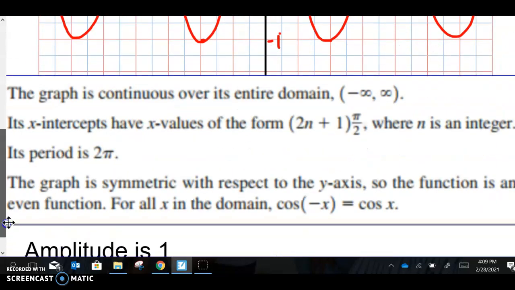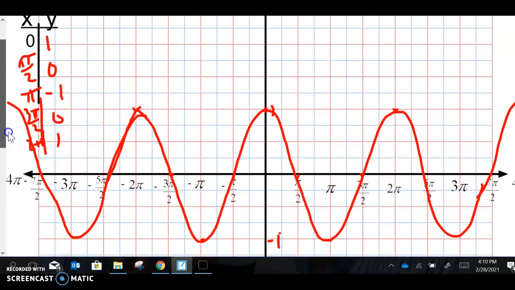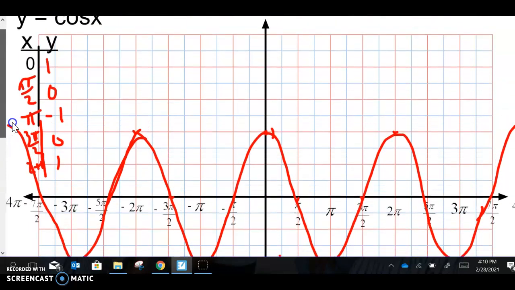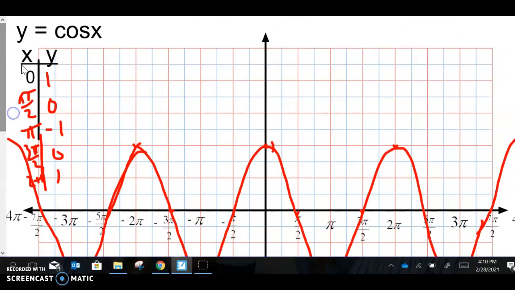Okay. Amplitude is 1. Remember, that's the distance from the horizontal. That's the biggest y, the furthest y coordinate is from the horizontal. So the amplitude is the same as sine as well.